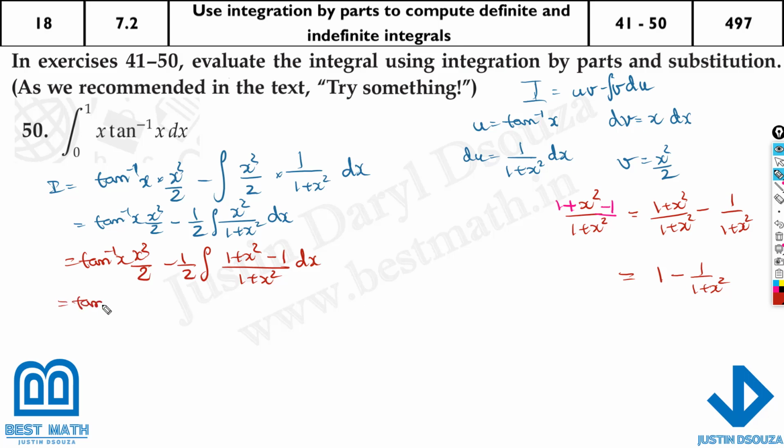So now what I'm going to write is tan inverse x times x squared by 2, minus half, times the integration of two terms. Integration of which two terms? That is 1 and minus 1 by 1 plus x squared. This half is being multiplied here, so I need to split it out. Initially it will be like this. Now I multiply this integration to both of these terms, with dx.